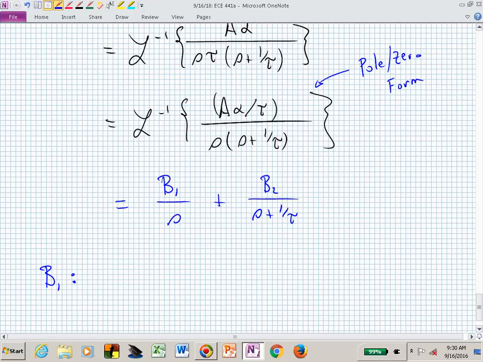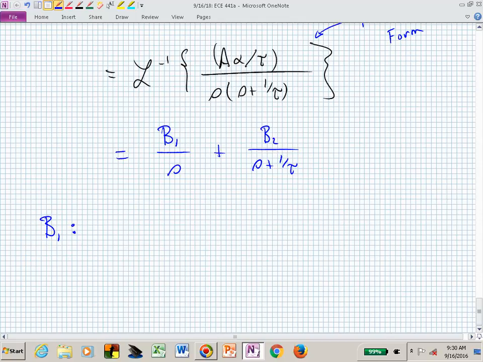What happens on the left-hand side? The A alpha over tau, we've multiplied by s, so that s gets canceled, and we let the other factor, its relationship, we put s equal to 0. So that we now have A alpha over tau. Downstairs, we just have 1 over tau, and that's actually equal to B1.